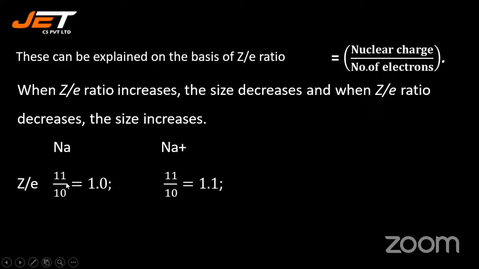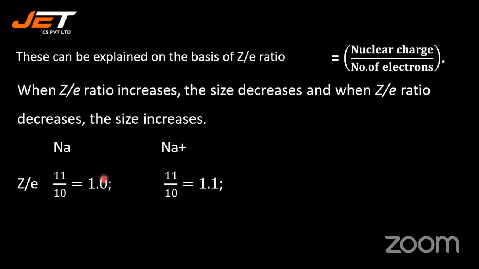This is actually 11, so this should be more or less 9 by 10, not 11 by 10. Okay, so Na plus means loss of electron. So Na plus should become 10 by 10 only. There is a mistake over here. It should not be 1.0, here it should be 1.1.